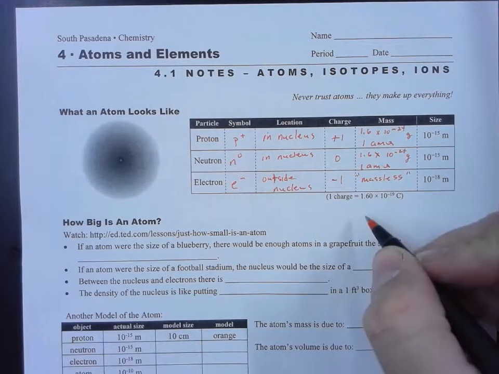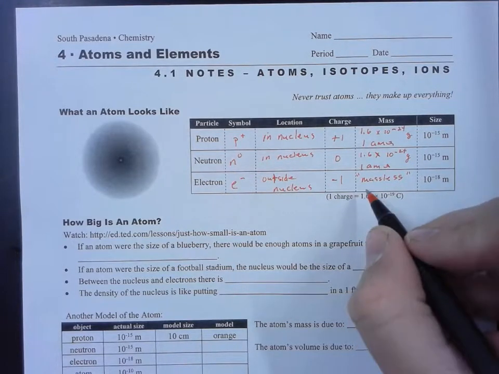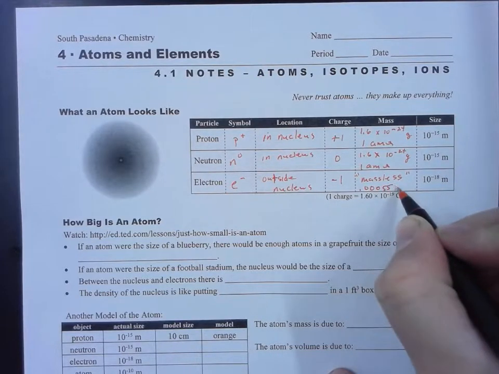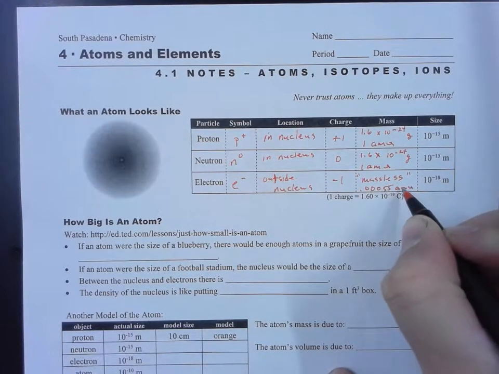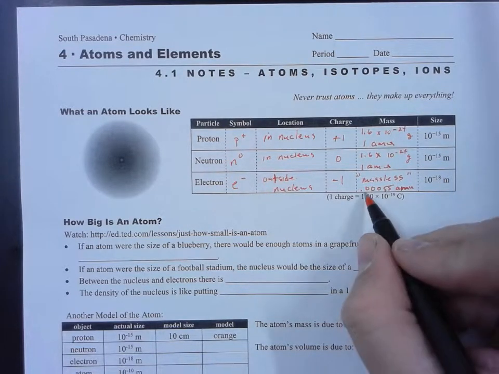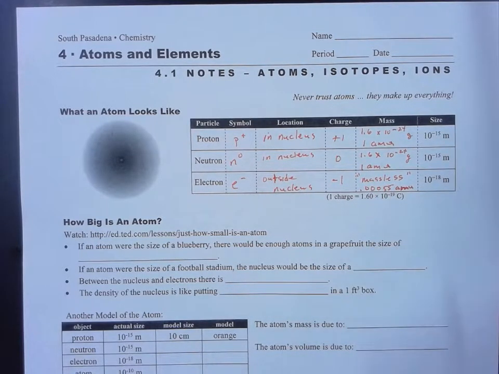What is the mass of an electron? It's 0.00055 AMUs. Okay, because it has such a small mass, 0.0005 AMUs, we can just say that effectively it is massless.